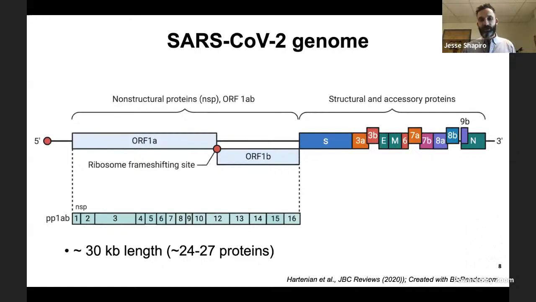So this is what the genome looks like in terms of coding potential. As I said, it's about 30 kilobases and encodes 24 to 27 proteins, depending on how you count some different overlapping proteins. And it breaks down mainly into non-structural proteins towards the 5' end, and then the structural and accessory proteins towards the 3' end. The famous spike protein is the vaccine target. So that's in most vaccines, it decorates the surface of the viral particle.